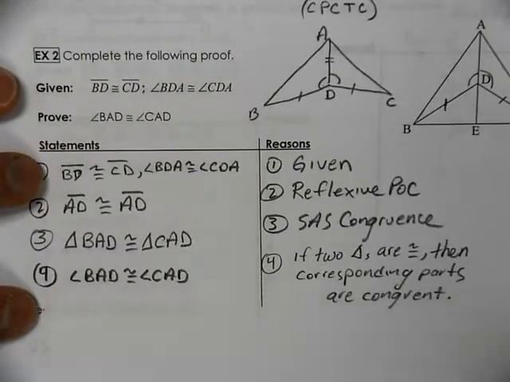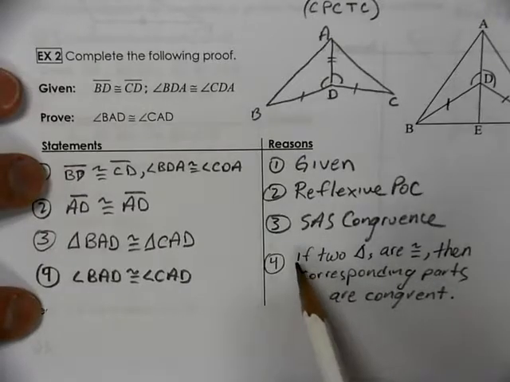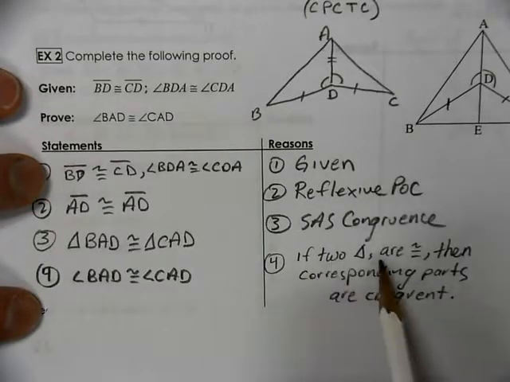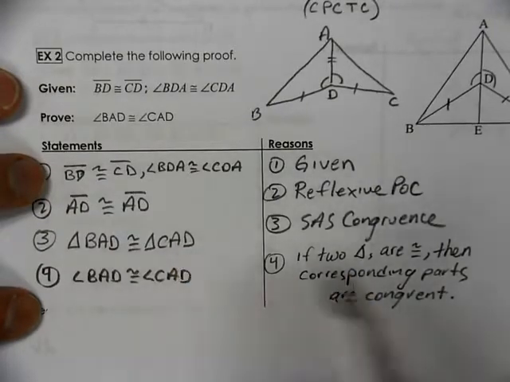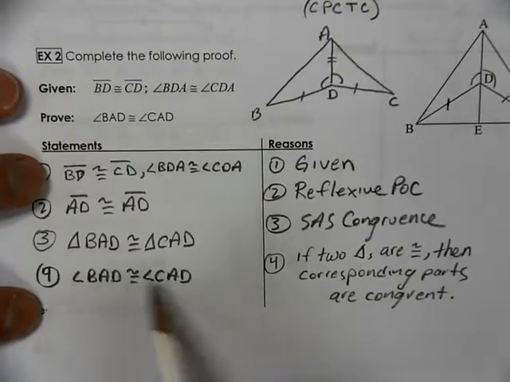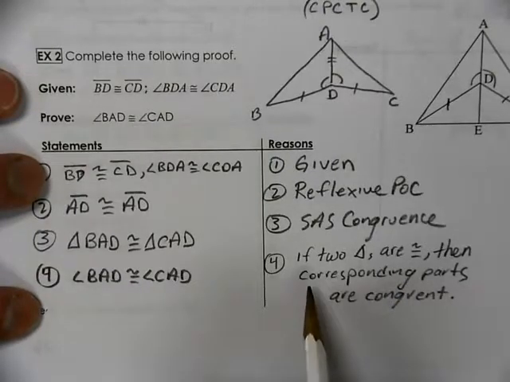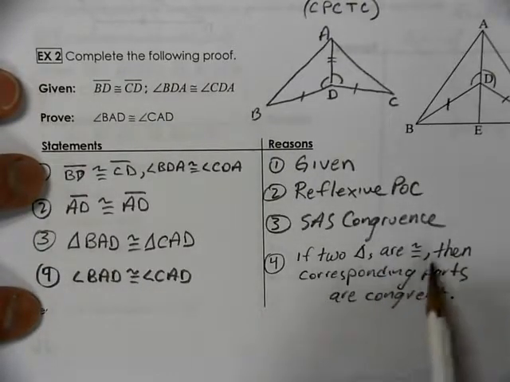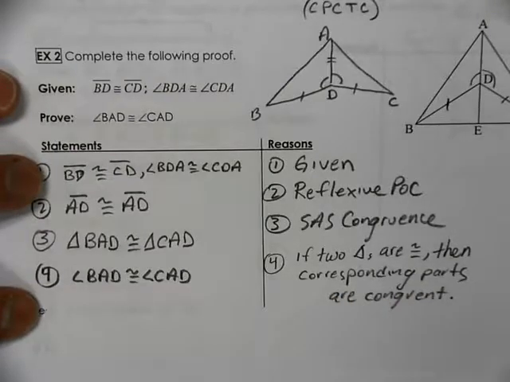Okay, using the letters CPCTC could be an abbreviation for that. But remember, the if statement implies that we had to already say the two triangles were congruent. The then statement tells what we're talking about now, and these are corresponding parts. You just can't say then congruent. You have to say the corresponding parts.